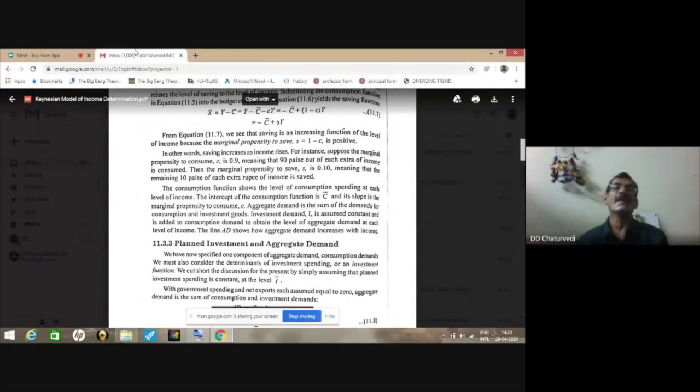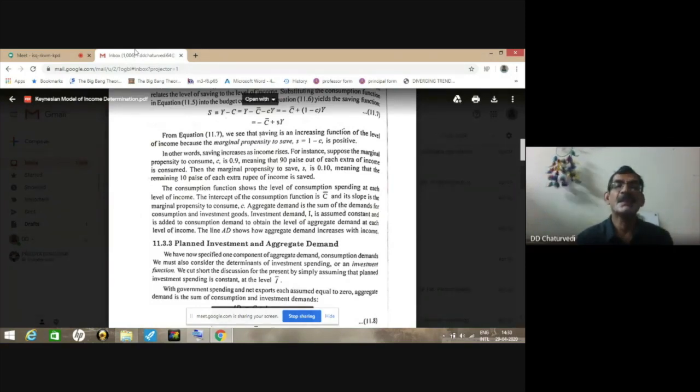If MPC is 0.9, that means 90% of the additional income is consumed, which would indicate the marginal propensity to save is 10%. That means 10% of the additional income received by the people is saved.